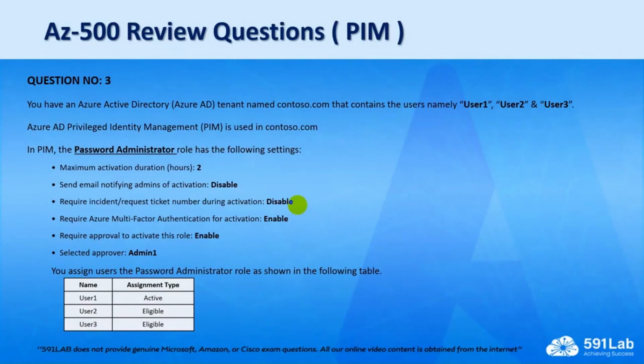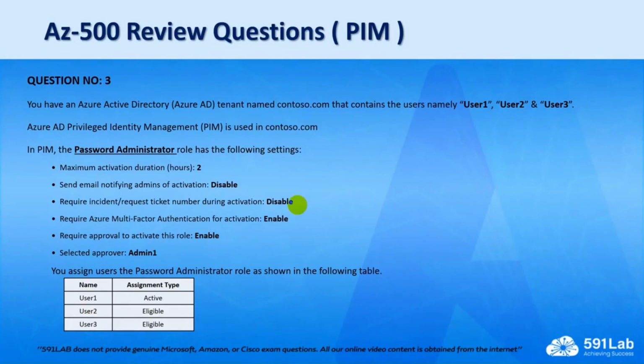Send email notifying admins of activation, which means if anybody activates the role, is any notification going out as an email? No, it says disable. Fine. The third option says require incident/request ticket number during the activation. Again, it is not going to happen because it is set to disable. The fourth option says require multi-factor authentication for activation. Yes, so whenever any user or admin activates the password administrator role, they also need to complete MFA and authenticate their sign-in.